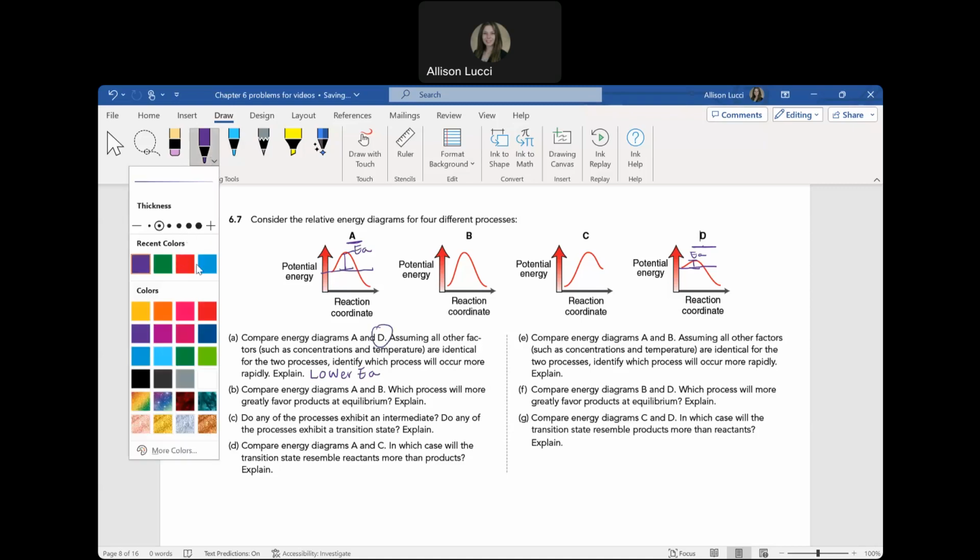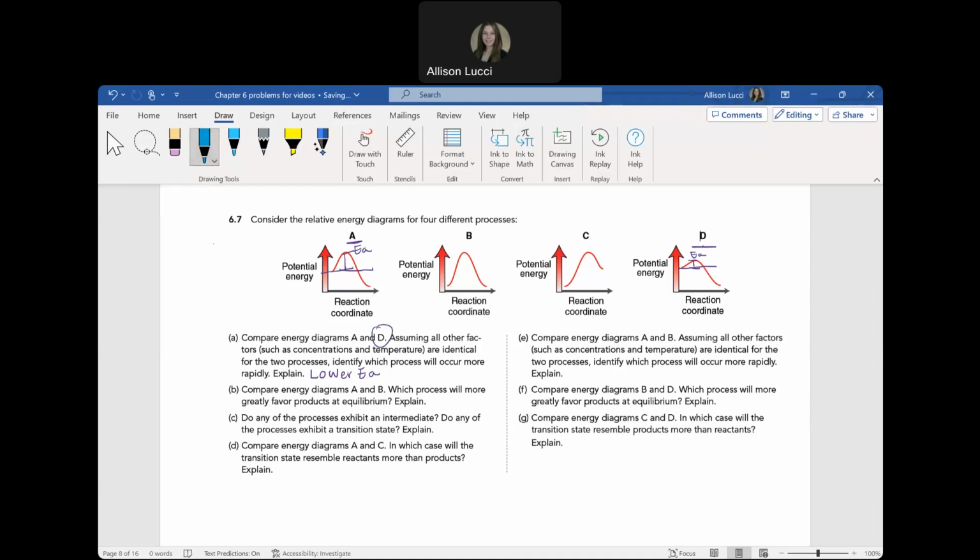All right, so let's take a look at what we're asked in case B here. So we're asked to compare A again and B this time. And we want to know which process would more greatly favor products, so favor products at equilibrium. And then we're asked to give an explanation. So the answer would be process A would more greatly favor products than process B, because process A is an exergonic reaction.